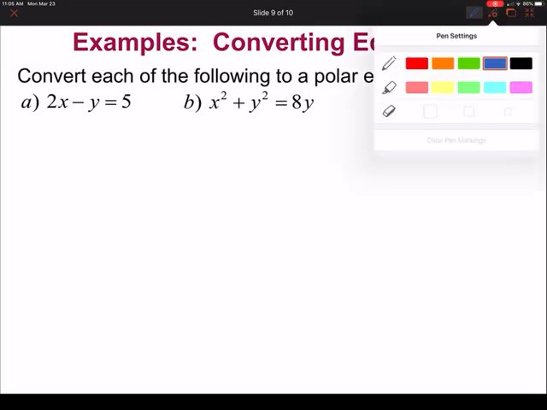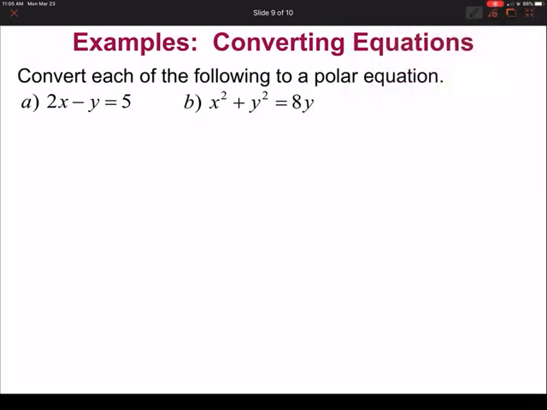All right, let's take a look at converting some equations from rectangular to polar and vice versa, polar to rectangular. Now, in these two examples, we've got two rectangular equations written in terms of x and y. Now, we've established today a relationship between x and y with r and theta.